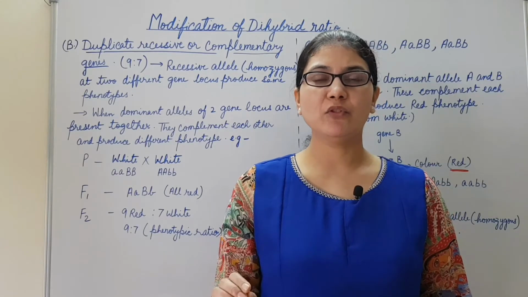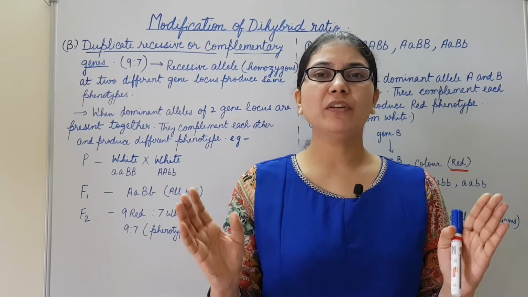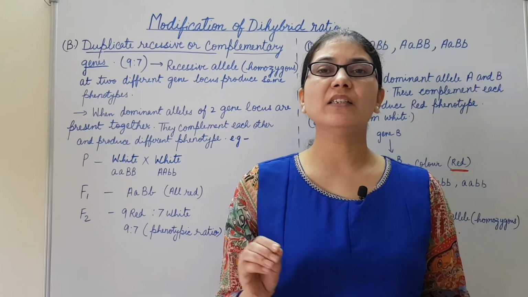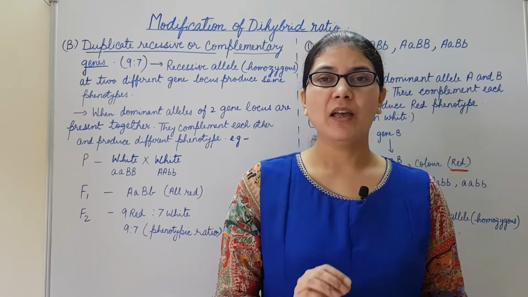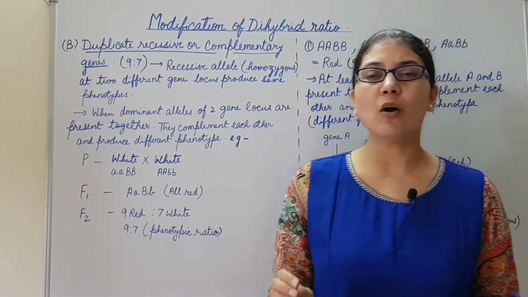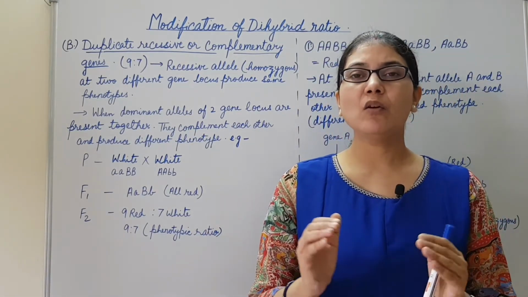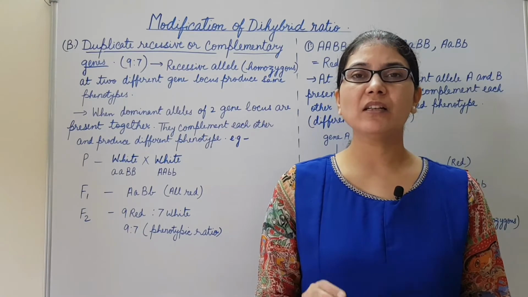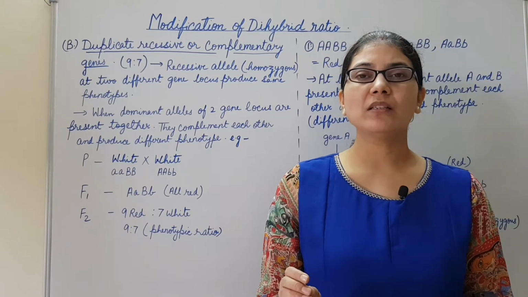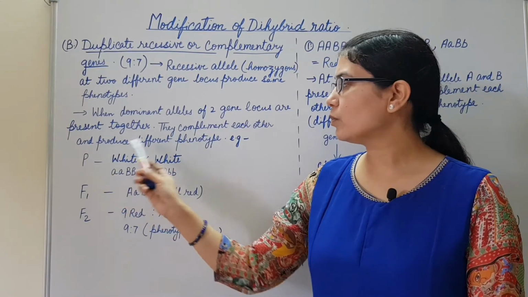When the recessive genes in the homozygous condition present at two different gene loci produce the same or identical phenotypic expression, then these are known as duplicate recessive genes. When the dominant alleles of two gene loci are present together and they complement each other and result in a different phenotypic expression, then these are known as complementary genes. Now let us understand this with an example.